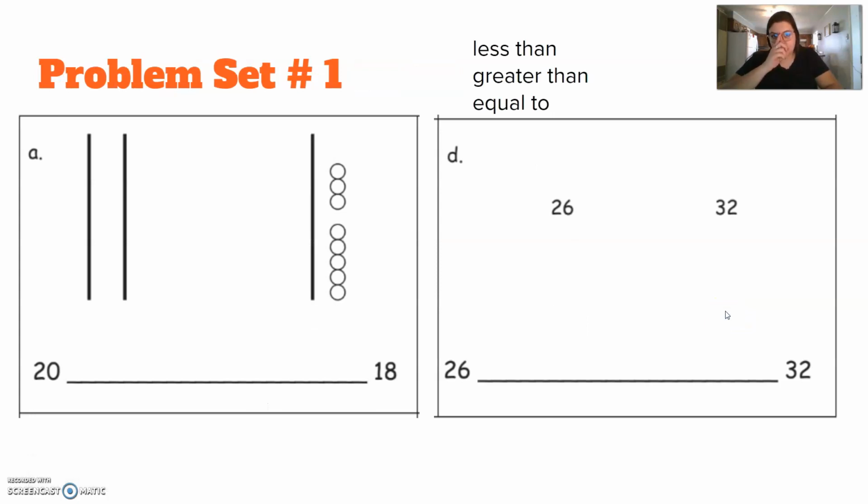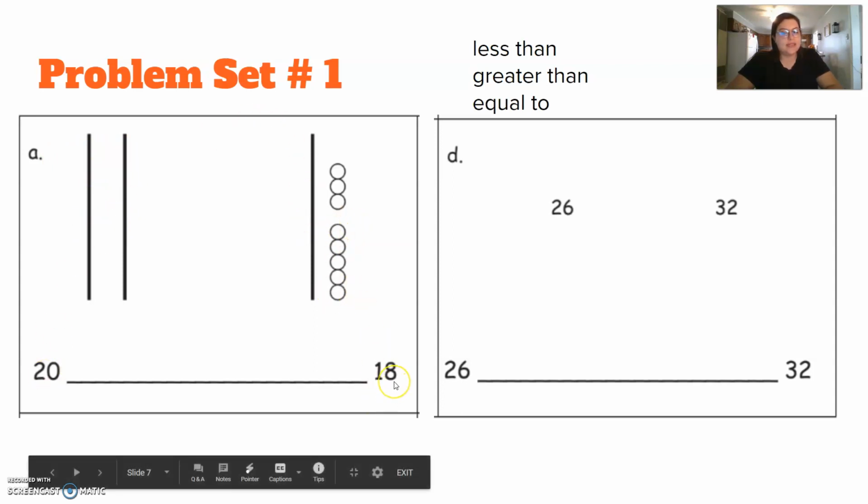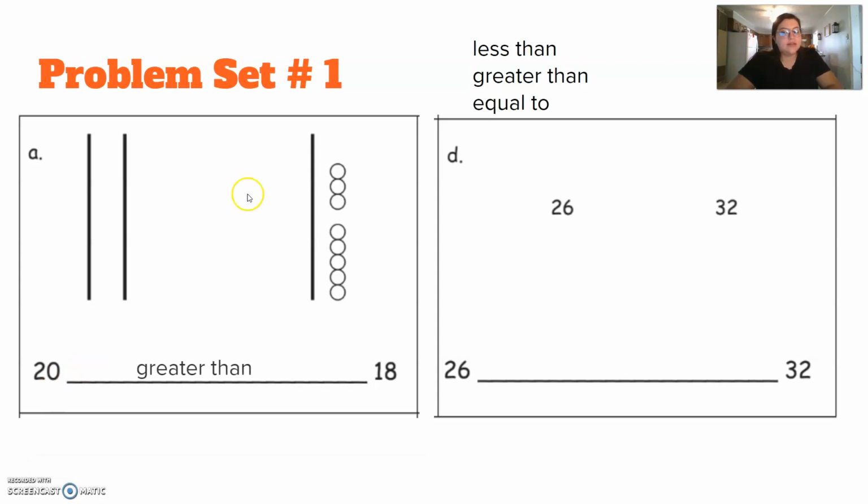Okay, this is our first problem set. These are the terms we're going to be using to put on each of these lines. Okay? A. How many do we have on this side? 20. And then it already tells us we have 18 on this side. Is 20 greater than, less than, or equal to 18? 20 is greater than. So let's mark that out.